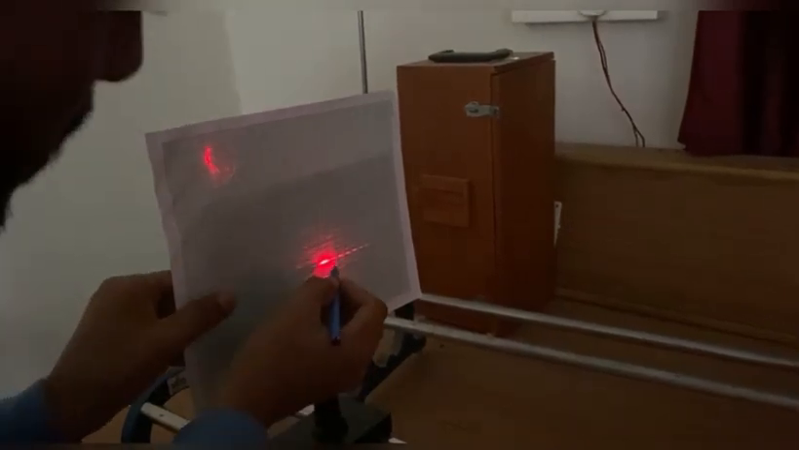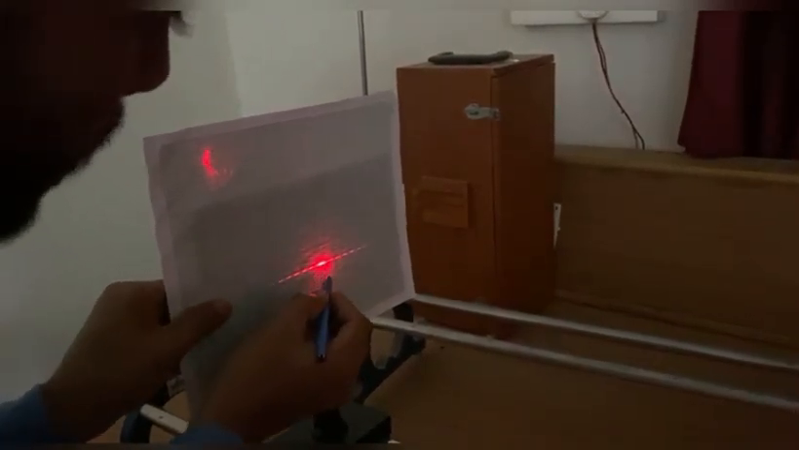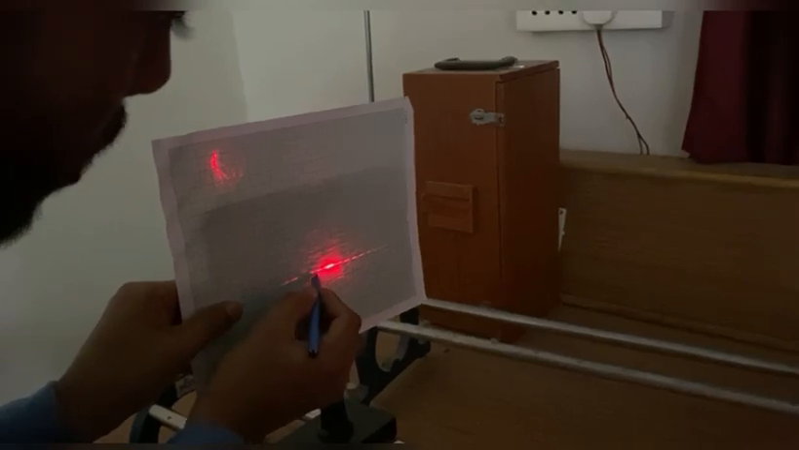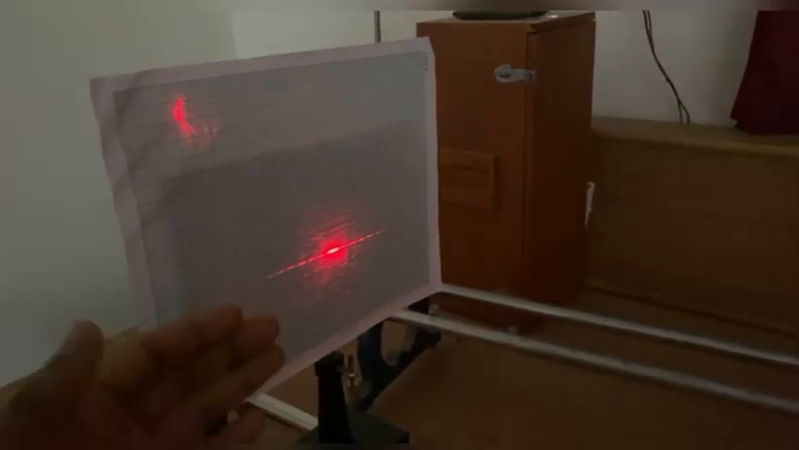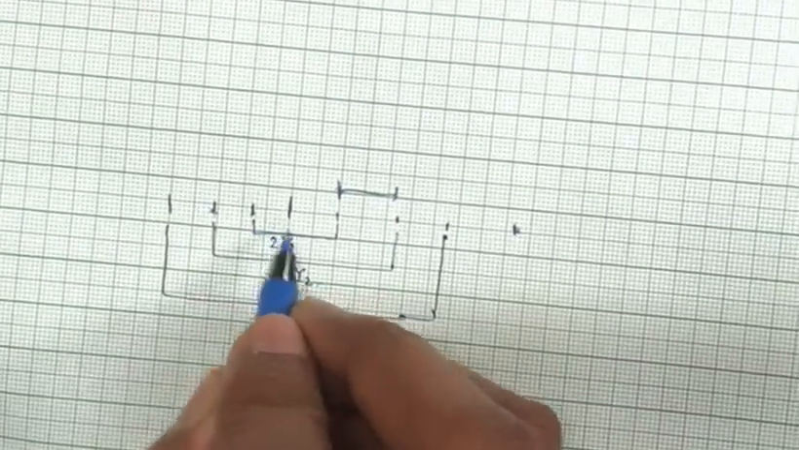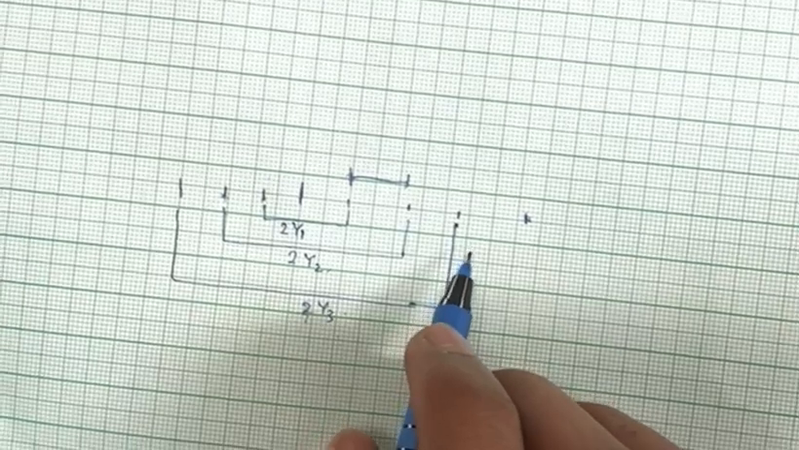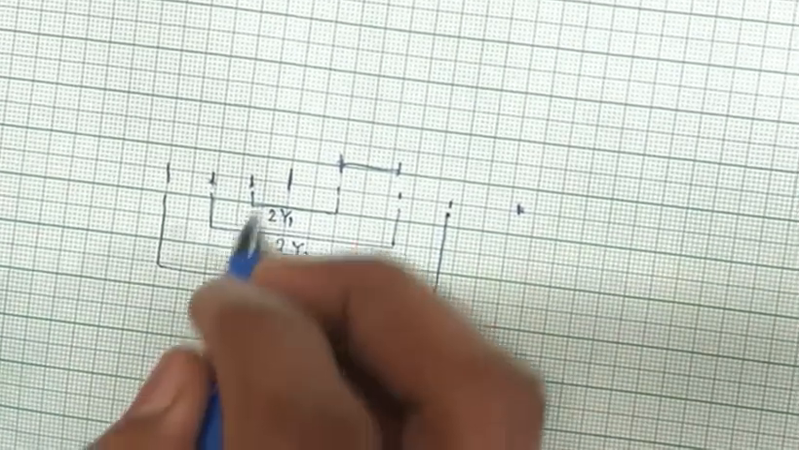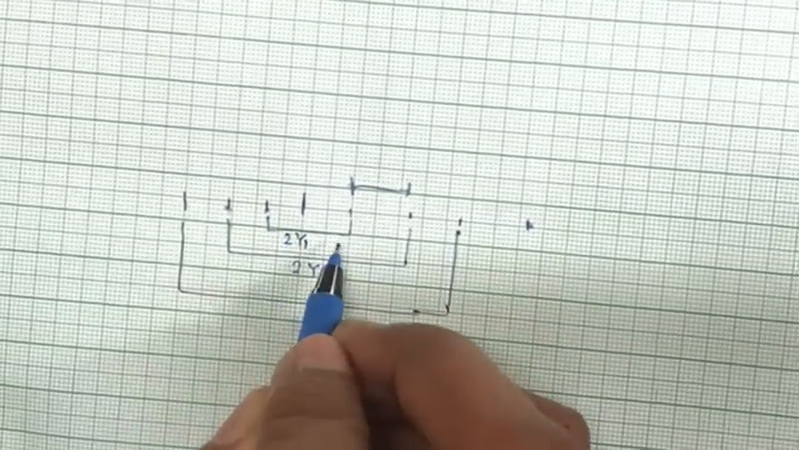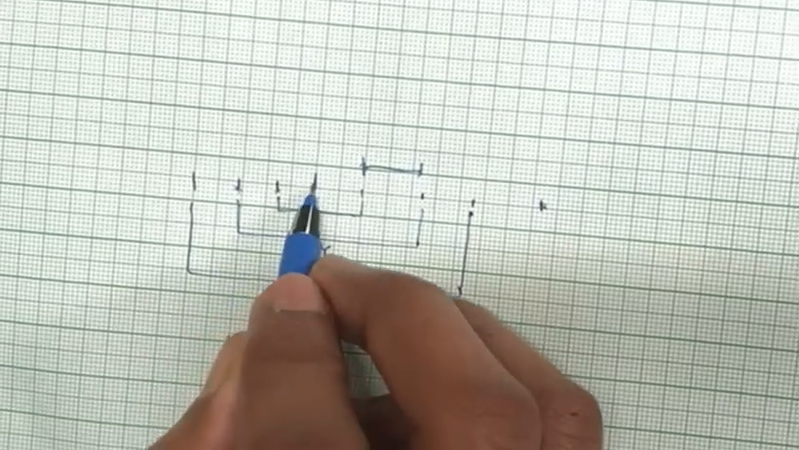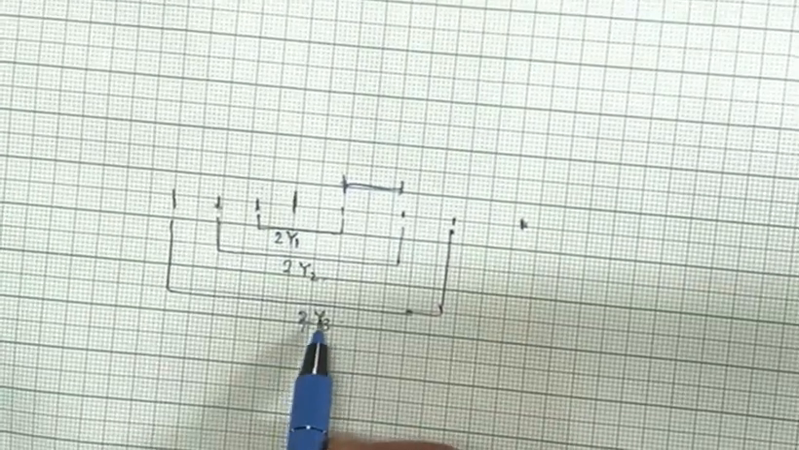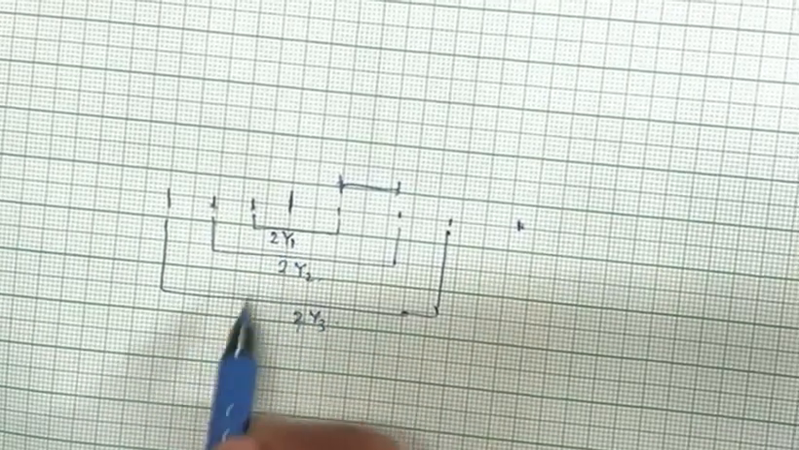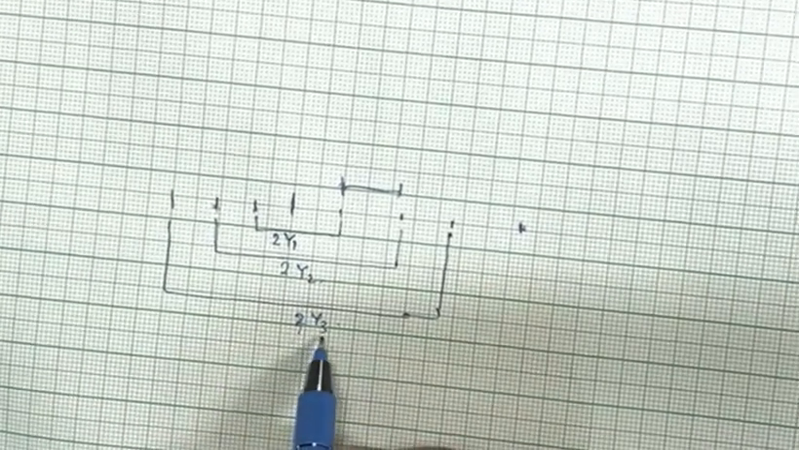Now we will mark the central maxima on the graph paper and all the dark fringes we observed here. After marking, we will measure the required distance. We will mark the dark fringes which are observed due to the diffraction pattern. Now we will measure the distance between the nth dark fringe on the left and the right side of the central maximum. So we have marked here 2y1, 2y2 and 2y3. This is the first dark fringe, this is the second dark fringe and this is the third dark fringe.